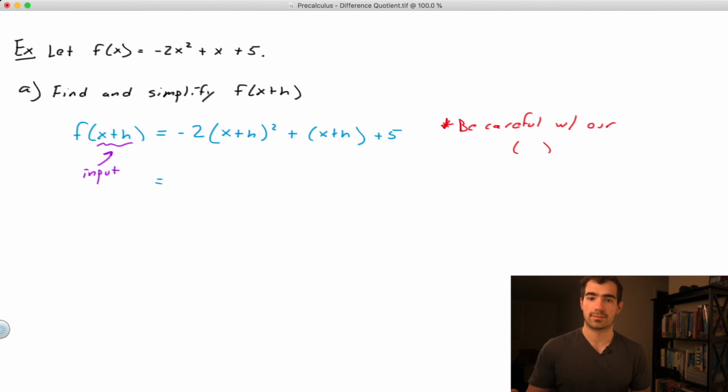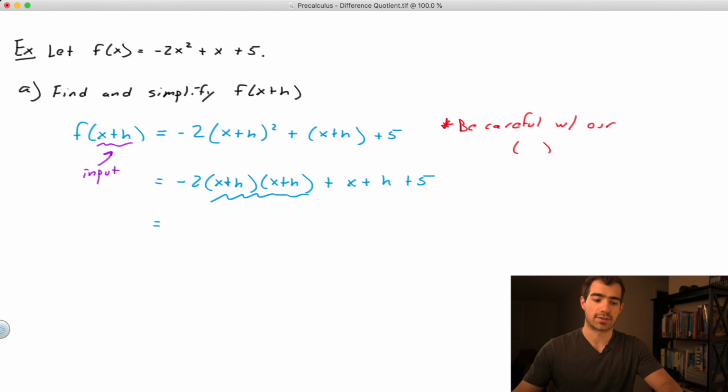From here, we can start to simplify. We've got negative 2 times the quantity x plus h squared. Of course, when we square something, that just means multiplying it by itself twice. And so we can see this would be x plus h the quantity times x plus h the quantity, and then we can continue plus. Here we can see the parentheses are a little bit superfluous since we have just positives, and so we would be able to drop them at this point and say x plus h plus 5. And then we can continue simplifying by foiling this expression.